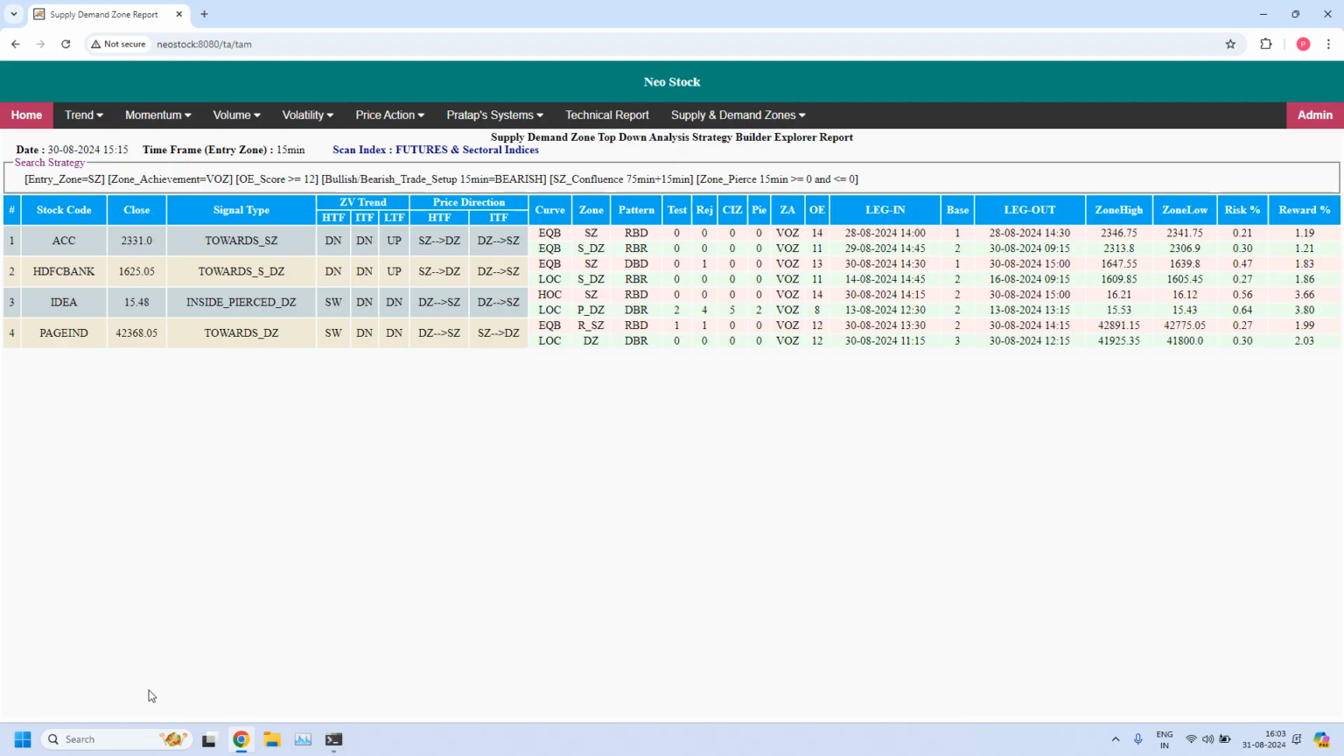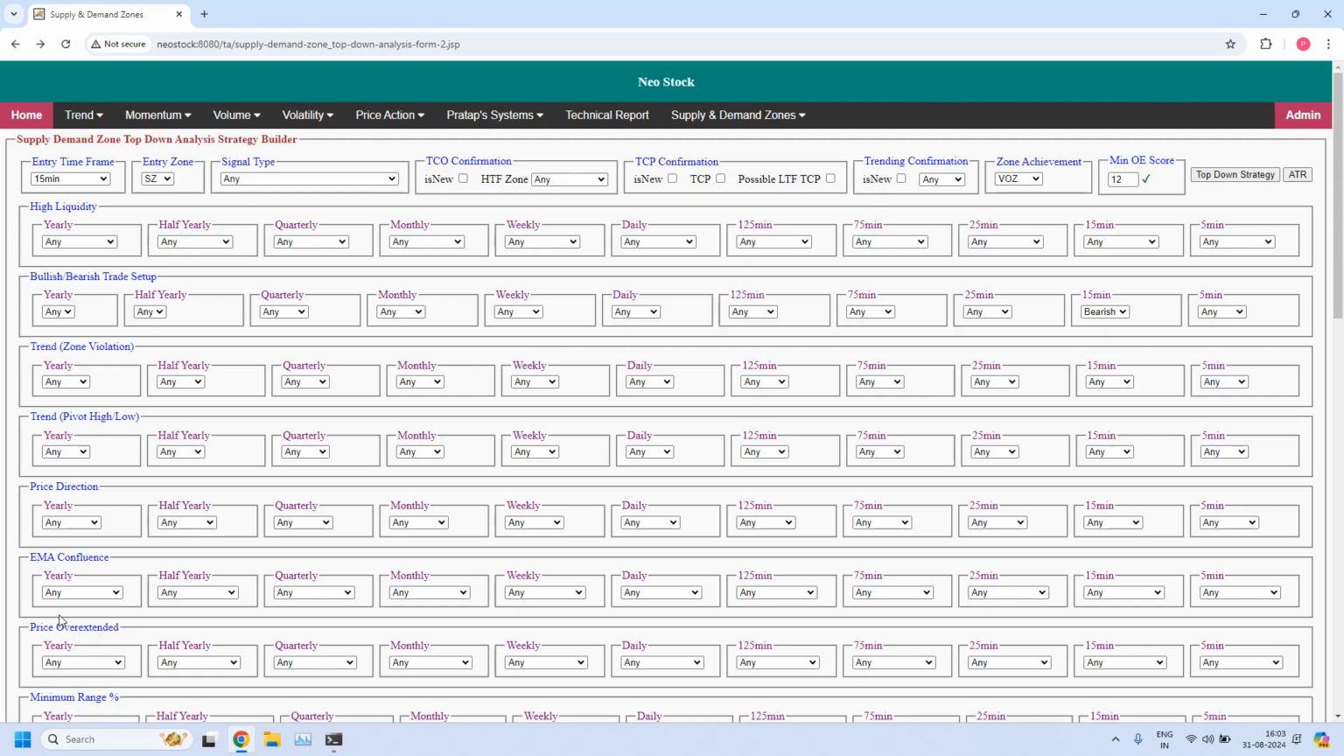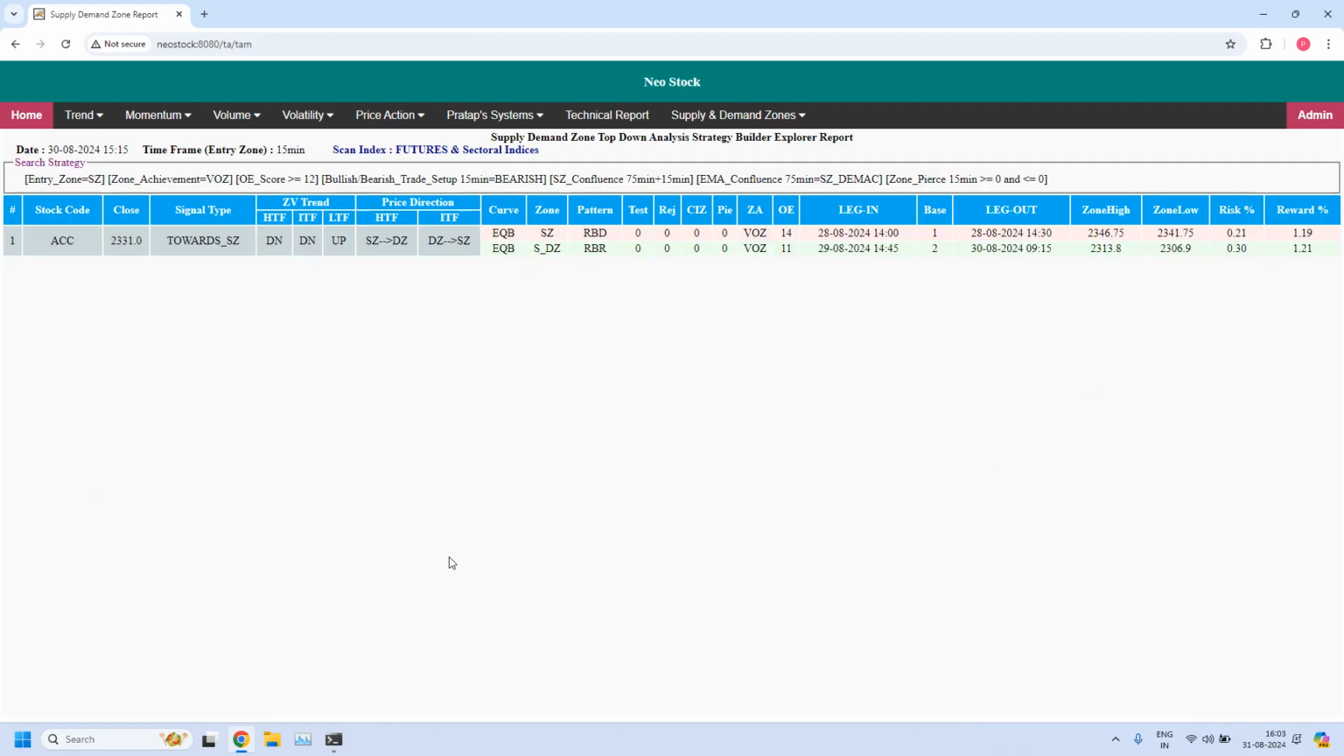Because 15 minute zone is part of 75, now I am looking for 75 minute supply zone EMA confluence. So in the EMA confluence at 75 minutes time frame, I am looking for supply zone with daily EMA confluence. 75 minute supply zone with daily EMA confluence. Now let's filter the stocks. 1 stock is filtered, ACC.